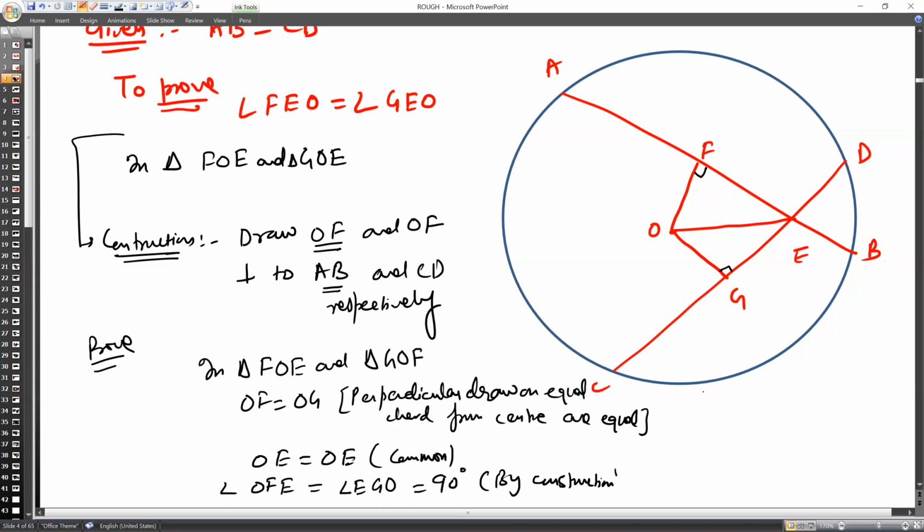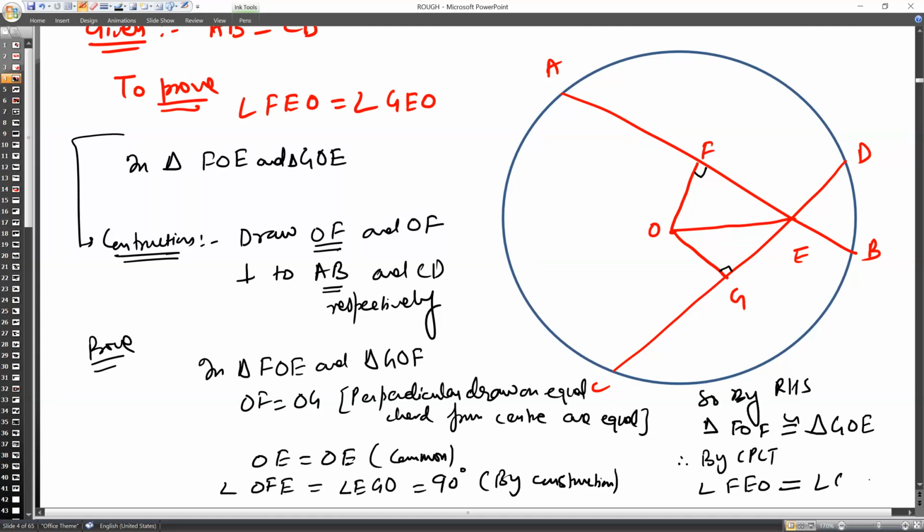So by RHS, triangle FOE is congruent to triangle GOE. Therefore by CPCT, angle FEO will be equal to angle GEO. Okay, yes, we have proved this one.